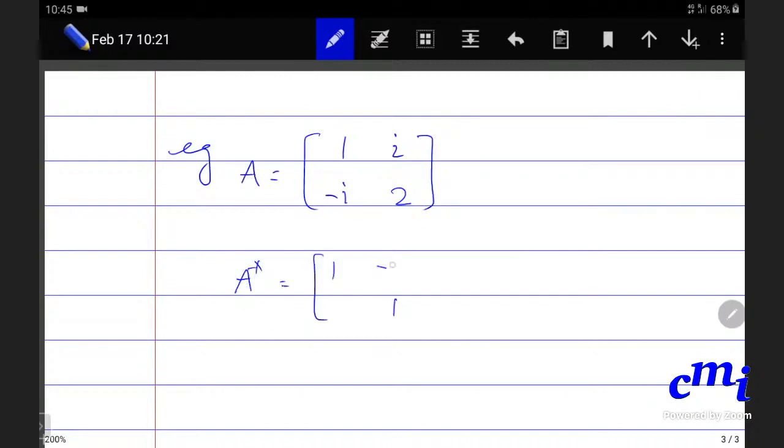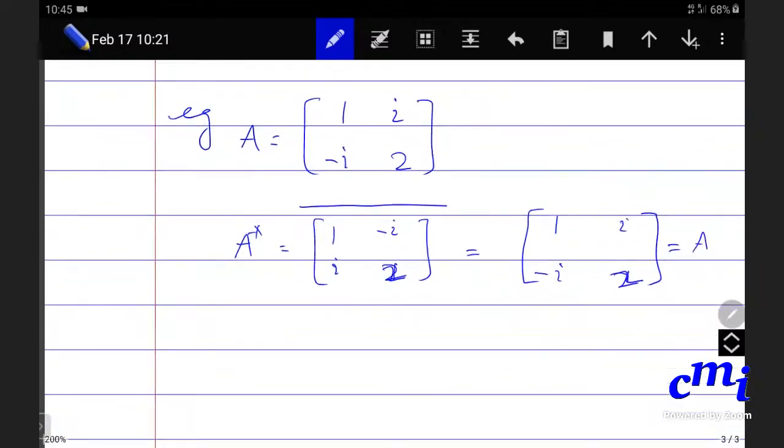So, for example, if we have 1, 2i and minus i. Sorry, I'm just winging it, so I'll have to check. A star: you have to transpose this, so you get a minus i here and i here, and then you conjugate the whole thing. So this is 1, 2i, minus i. You have to transpose it and then apply conjugates to everything, and we get the same answer. Okay, so this is a Hermitian matrix.